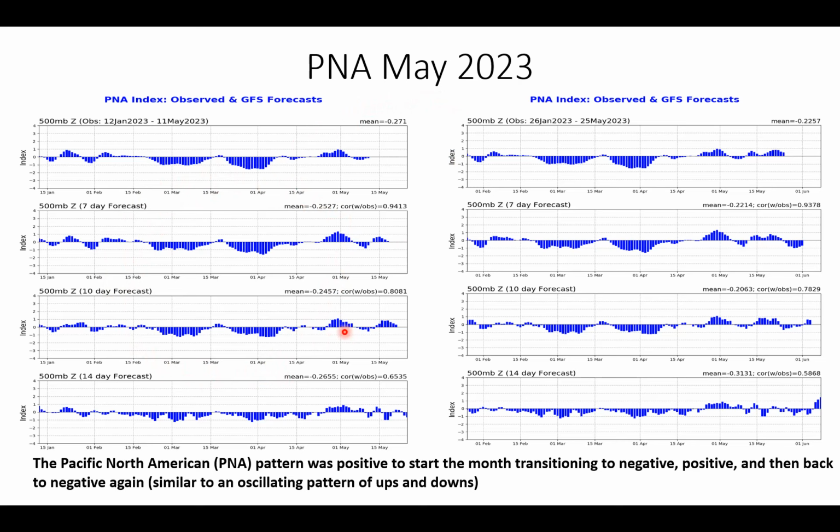Generally showing a positive tendency of the PNA, dropping slightly negative there prior to the middle part of the month, and then going back positive again. So what does this mean?